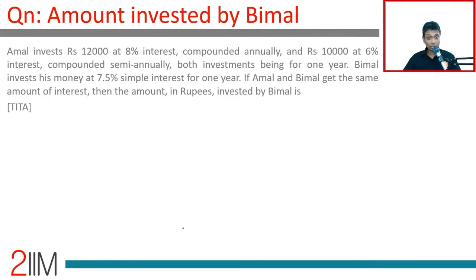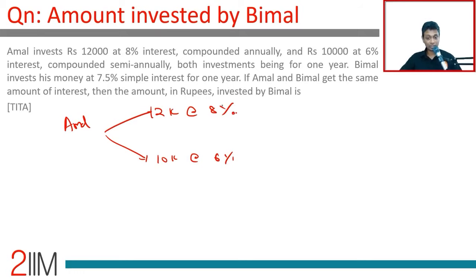Amal invests rupees 12,000 at 8% interest compounded annually, and rupees 10,000 at 6% interest compounded semi-annually, both investments being for 1 year. Bimal invests his money at 7.5% simple interest for 1 year. If Amal and Bimal get the same amount of interest, find the amount in rupees invested by Bimal. Fine. Amal puts money into two things: 12k at 8% compounded annually, and 10k at 6% compounded semi-annually.